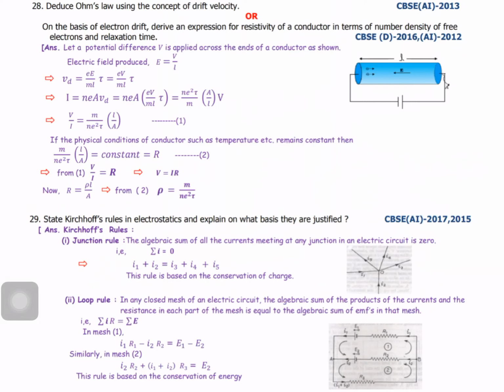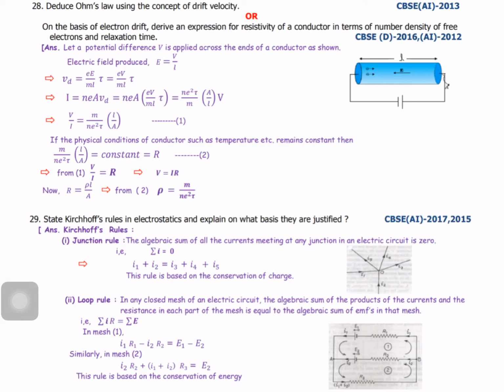In the same way, you can go for another question. Let's say Kirchhoff's rules. State Kirchhoff's rules in electrostatics and explain on what basis they are justified. First one, you know what the junction rule is? The algebraic sum of all the currents meeting at any junction in an electric circuit is 0. That means summation of current I equal to 0.